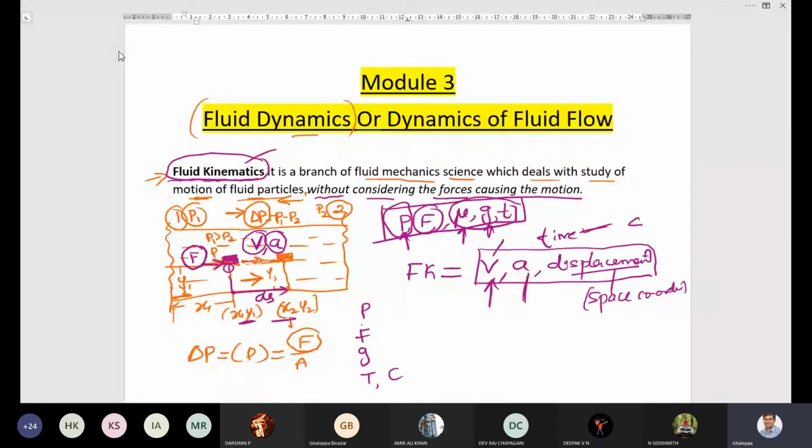Other than these four parameters, do not consider any property like pressure, force, viscosity, gravitational force, turbulence. Understood? But all these parameters will be considered in fluid dynamics. Dear students, just glance, we have solved many numericals on fluid kinematics.